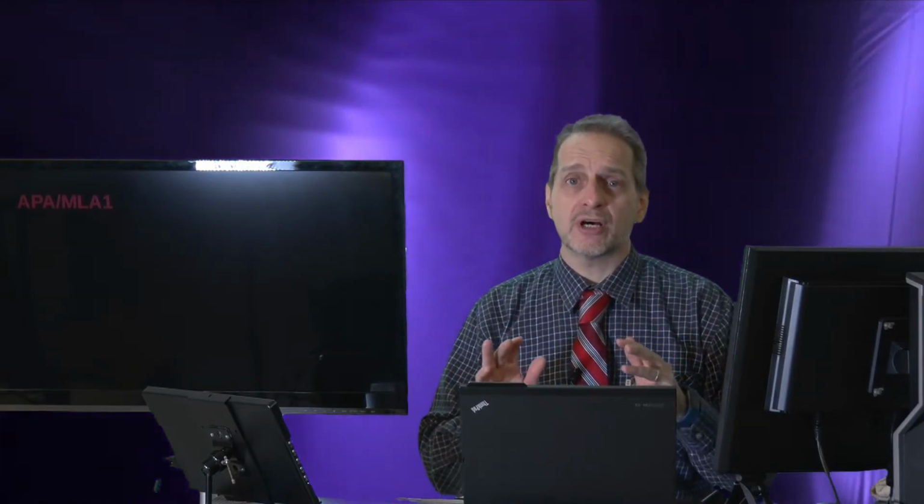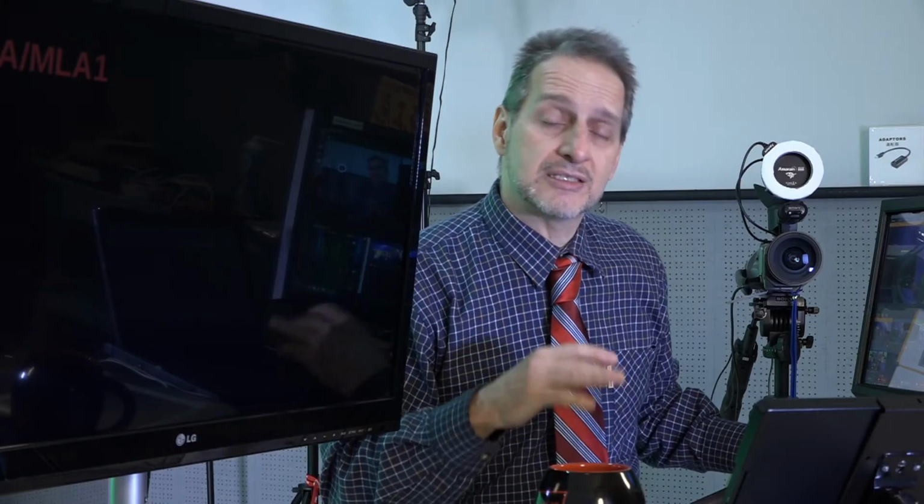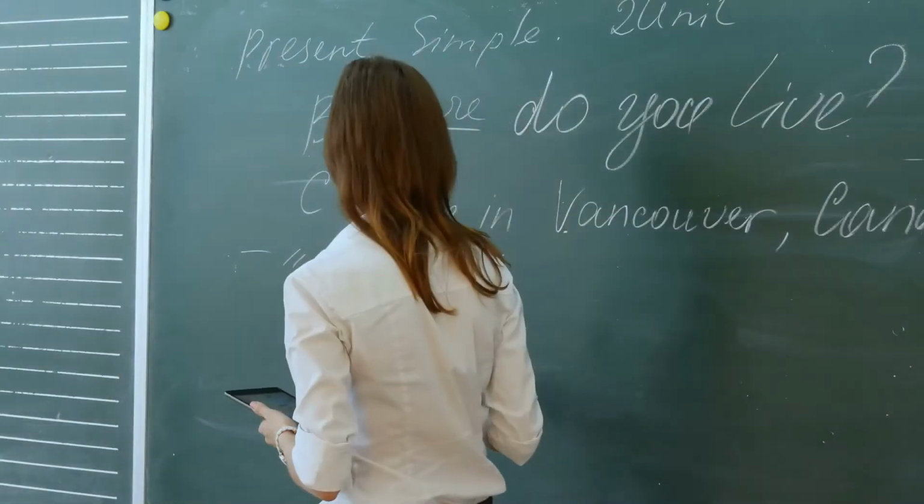The main goal of the APA and the MLA, which is the American Psychological Association and the Modern Language Association, is to try to keep your writing in a style that is easy to read. So basically it's to help your English.